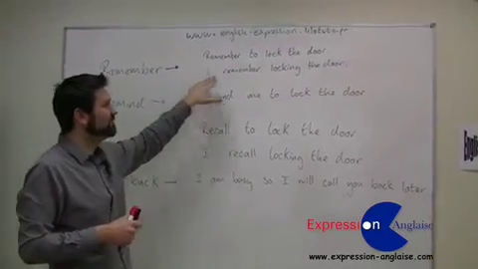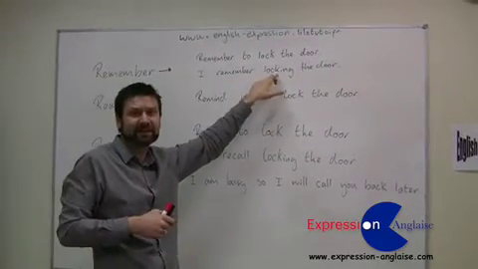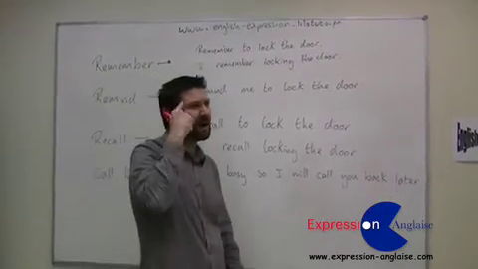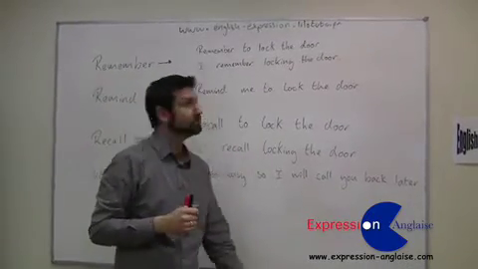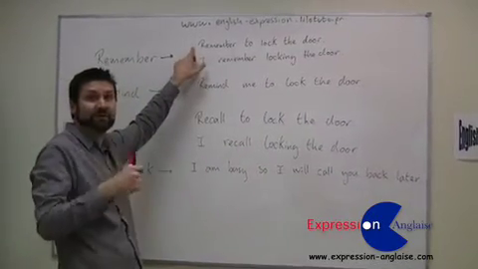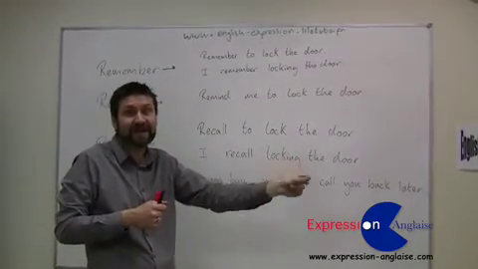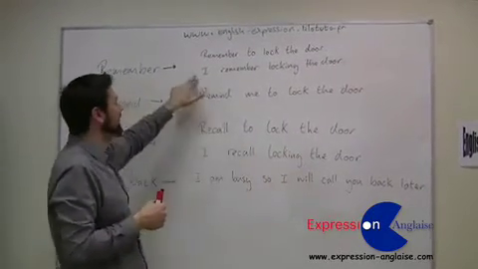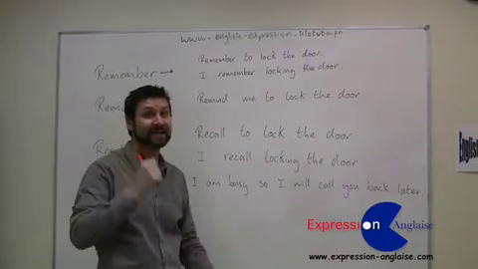If I say I remember locking the door, so remember plus ing, that means that now I remember doing the action in the past. So in the first example, remember to lock the door, you're telling someone else that they need to do an action. I remember locking the door, I remember doing the action in the past.